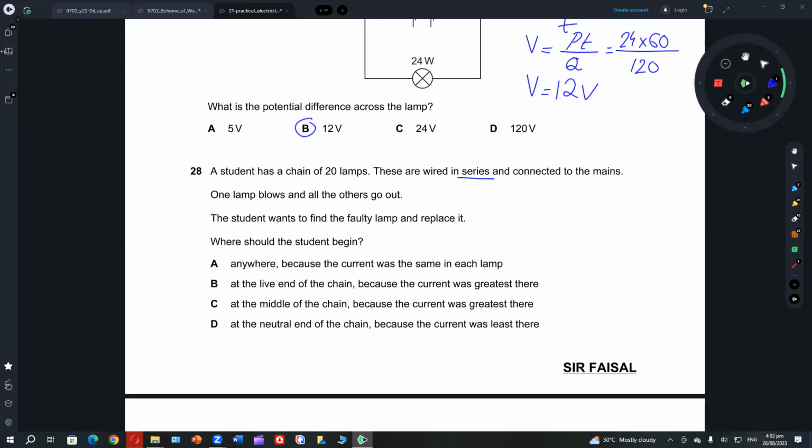Anywhere, because the current is the same in each lamp. That makes sense. At the live end of the chain, because the current was greater there. This is wrong, current in series is the same. At the middle, because the current was greater there. This is wrong again. In series, current is always the same. At the neutral end of the chain, because the current was least there. This is also wrong. Actually, current is the same at every point in a series circuit.